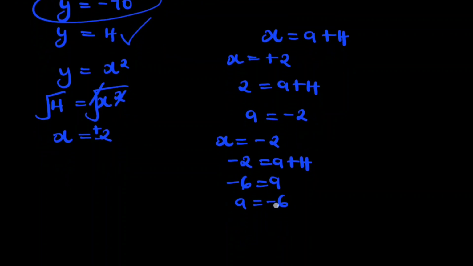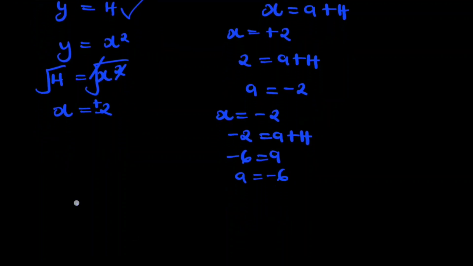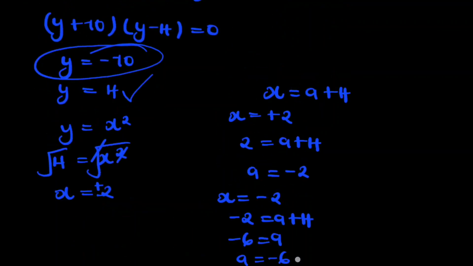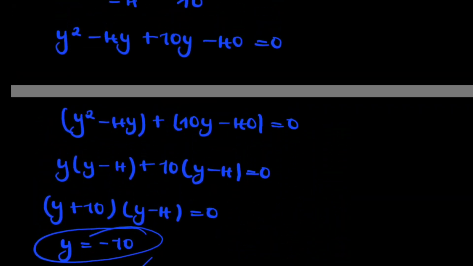Now we have two values of a. We have a = -2 or a = -6. These are the steps in solving this question. Thanks for watching this video.